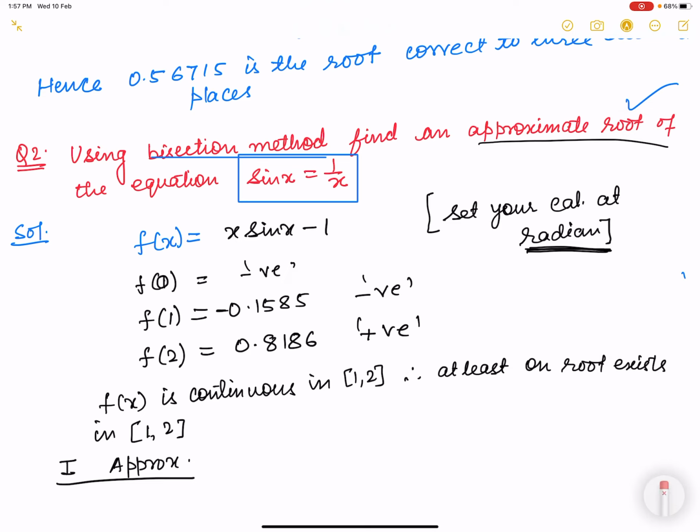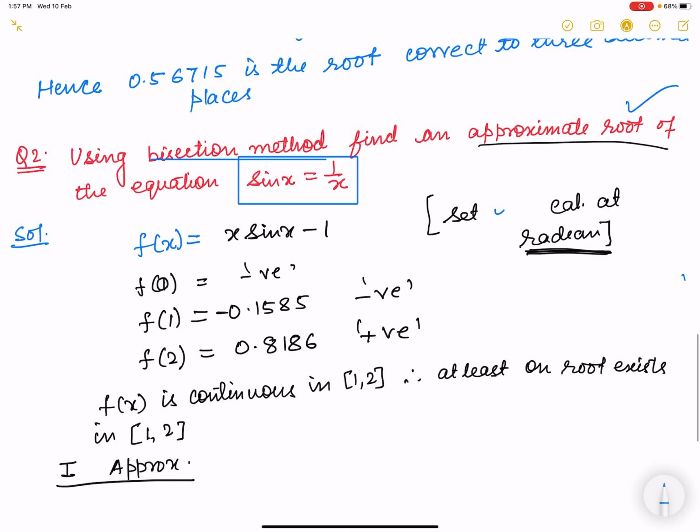Before this, you have to set your calculator in radian mode. So please set your calculator in radian mode. In the calculator, we have three modes: radian, gradient, and degree. So put your calculator in radian mode.